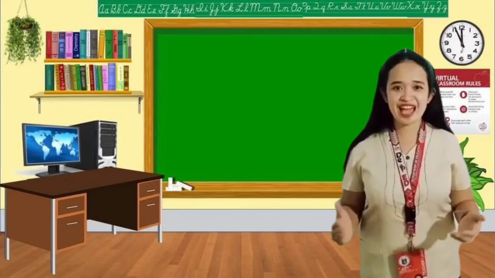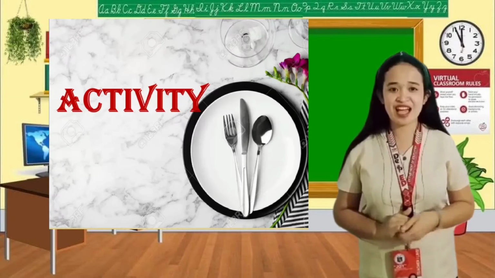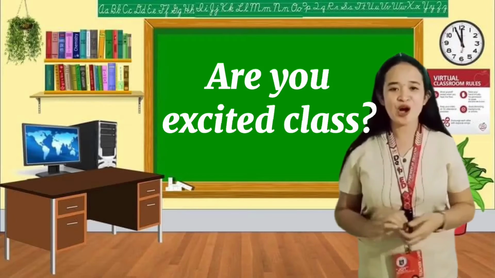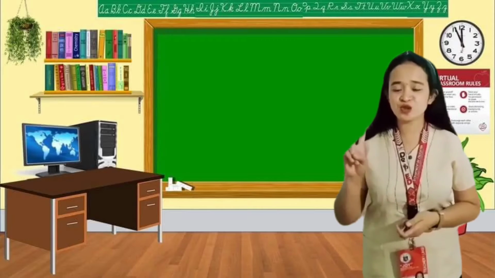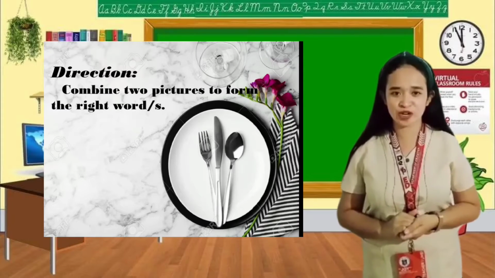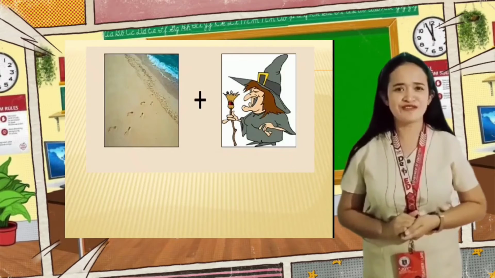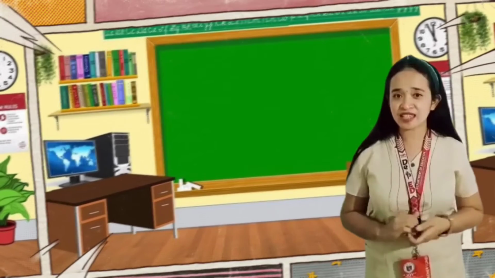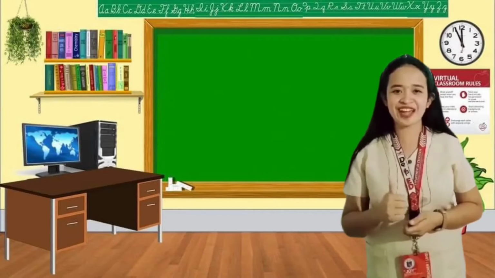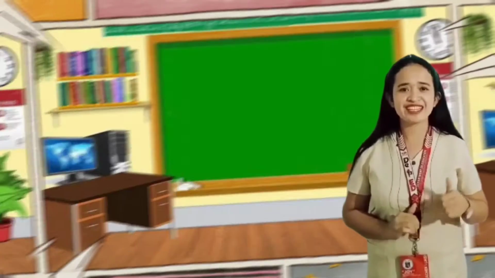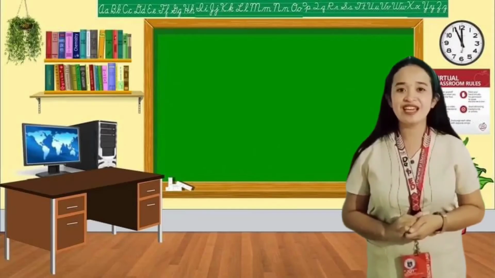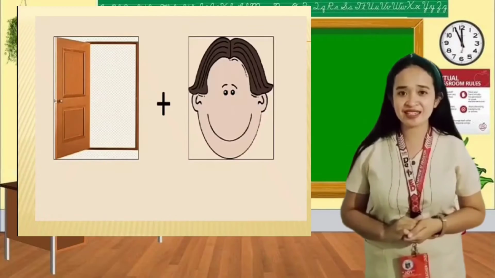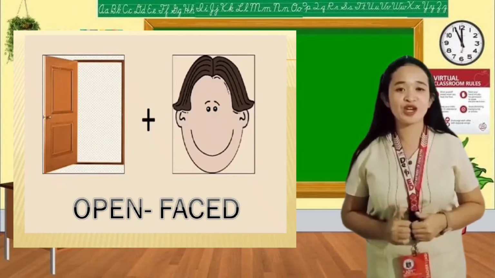So to begin with, I have here another set of activity. I know that you are familiar with this kind of activity. Are you excited, class? Okay, you are going to combine the two pictures to form the right word or words. First picture. Very good. It is a sandwich. Next picture. If your answer is filled roll, you are correct. Third picture. Exactly. It is a pinwheel. Fourth picture. Very good. It is a deep fried. And last, if your answer is open face, you are correct.